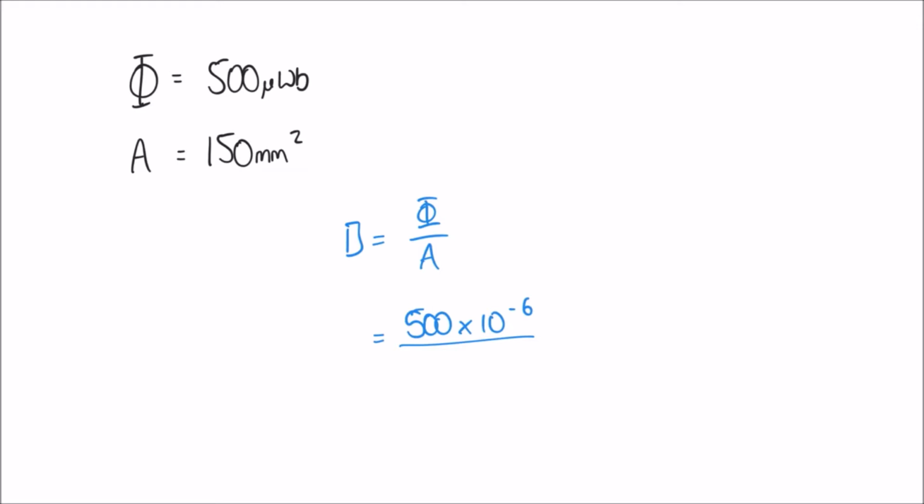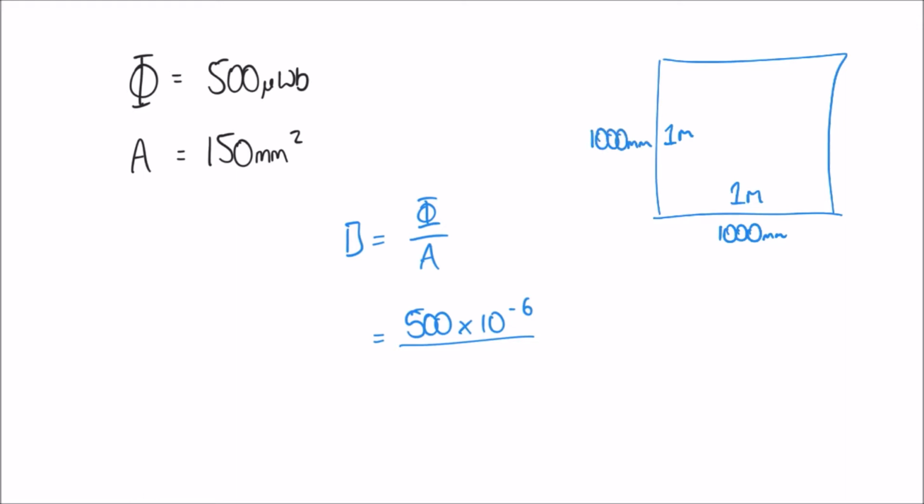Because if we think of a meter, imagine a meter squared, 1 meter by 1 meter. There are 1,000 millimeters by 1,000 millimeters along the sides. So that gives us a total of 1,000,000 square millimeters if we multiply them together. And so we've got to be careful when we're converting our area, 150 millimeters squared, into meters squared. Because there's 1,000,000 millimeters squared in a meter squared, we have to use the 10 to the minus 6 in this instance as well for a millionth.